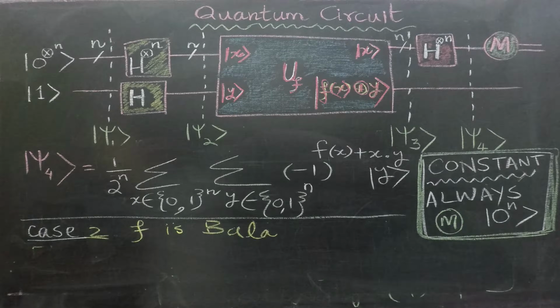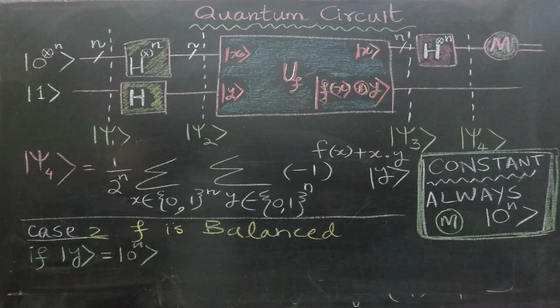Now consider the case when the function f is balanced. The claim is that in this scenario, we will never measure y equals ket 0. Let's verify this claim by computing if the probability of measuring ket 0 is 0 or not. Once again, x and y will be 0 as y is ket 0.